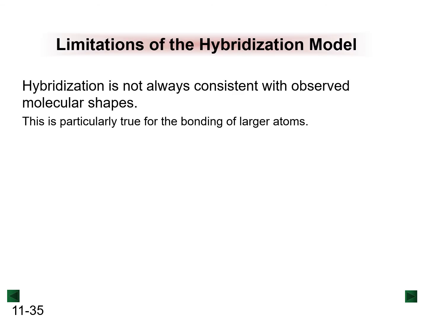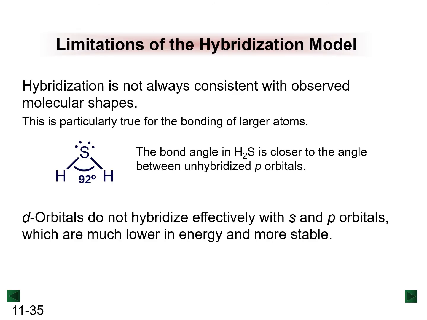Okay, there are some limitations of the hybridization. For example, here, according to the VSEPR theory, the bond angle is predicted to be less than 109.5, but the observation doesn't support this, while we get the angle is 92 degrees. Besides, d orbitals don't mix effectively with s and p orbitals, which are much lower in energy and more stable.